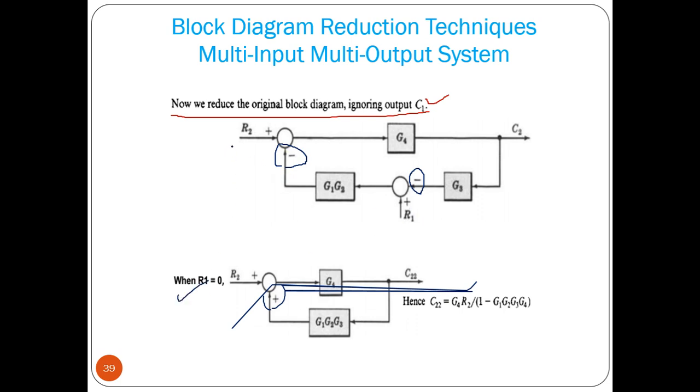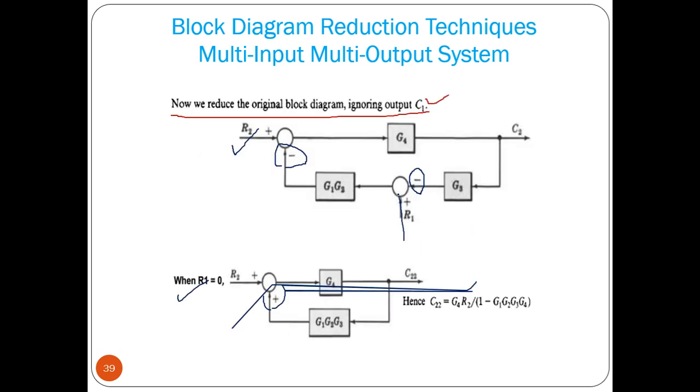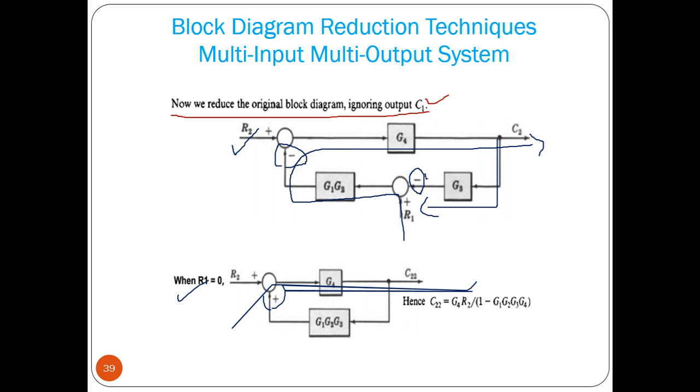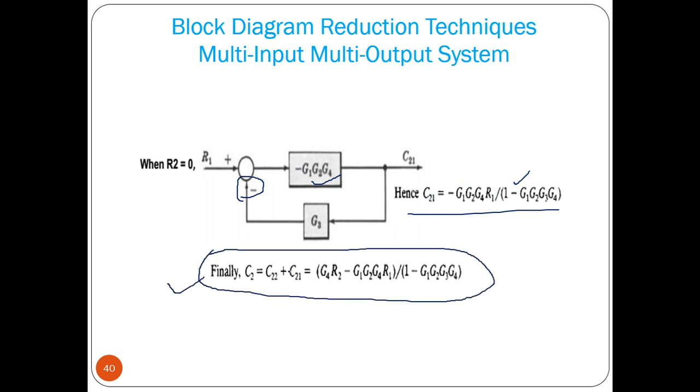Okay, now we can take R2 equal to 0. Then what we have, R1, this is going through this way to C2, and this is your feedback path. So what we have here, minus G1 G2 G4 feedback with G3 negative sign. We can apply the formula, negative feedback plus, but here minus, so here we have this minus sign. So this is the final output C2.